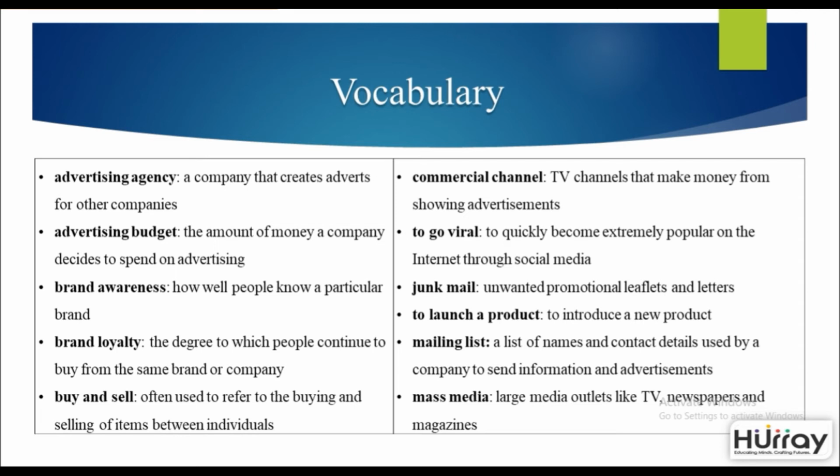And when you're using words related to the internet, you could use words like to go viral, junk mail, mass media, etc. A good way to improve your English is to use these phrases in the form of sentences. Write them down, then speak them aloud.